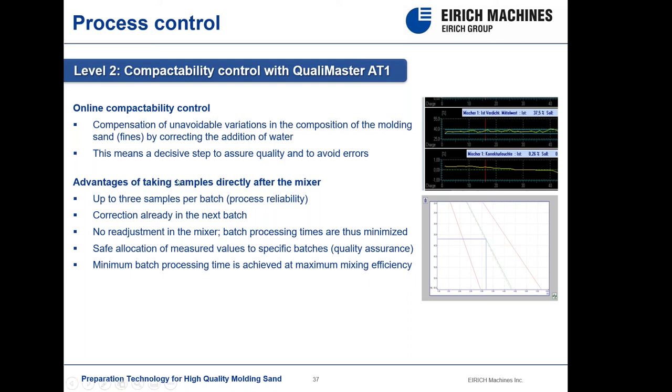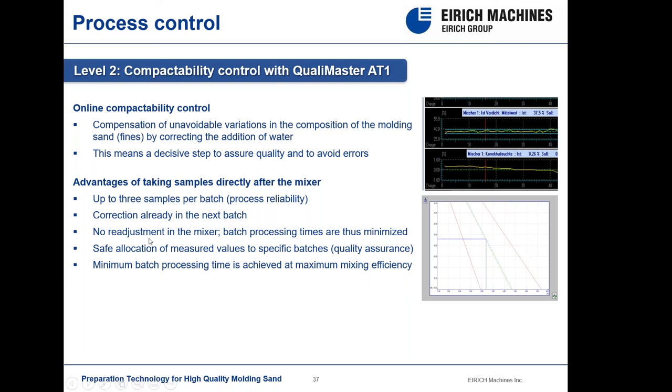What are the advantages of taking the samples directly after the mixer? This is another question that we get from the customers, because there are other technologies on the market that measure inside the mixer. Well, the advantage is that we can take three samples per batch, so we have a more reliable process. We have a correction already in the next batch, because since we're making the correction outside the mixer, we can have the correction for the next batch.